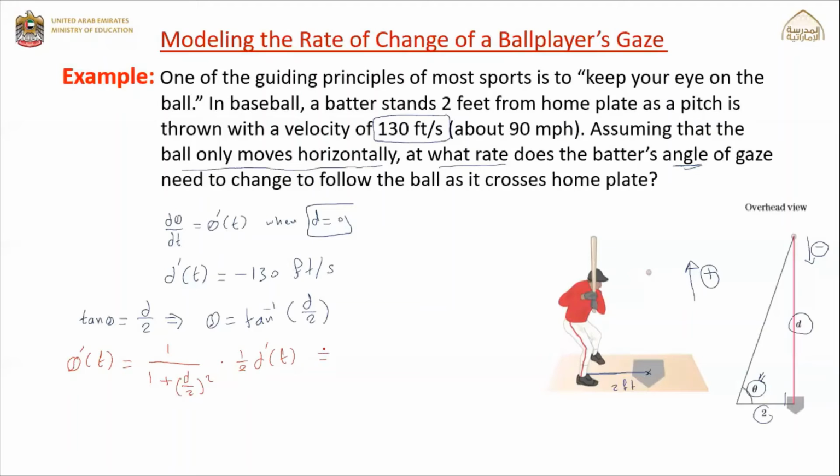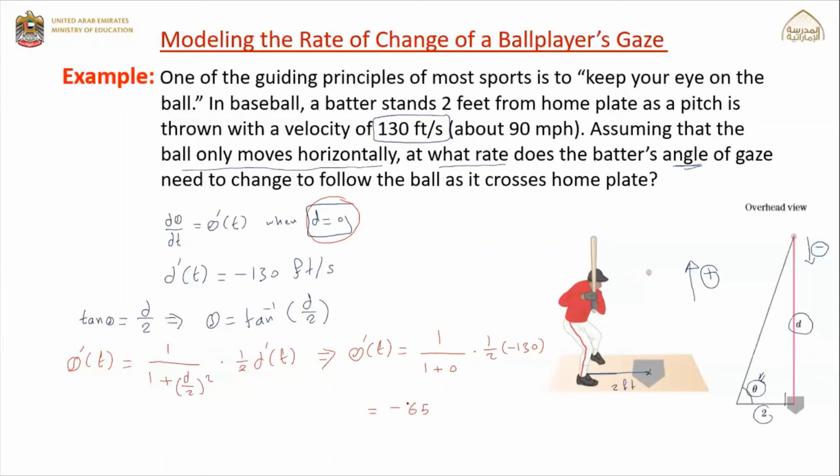Now, theta prime of t, the derivative of theta at time t, equals 1 over 1 plus 0. Why 0? Because the value of d is 0. So 0 over 2 is 0, 0 squared is 0. So here 1 plus 0, times half d prime of t. d prime of t is negative 130. From this now, I can find the final result. So the final result is minus 65.